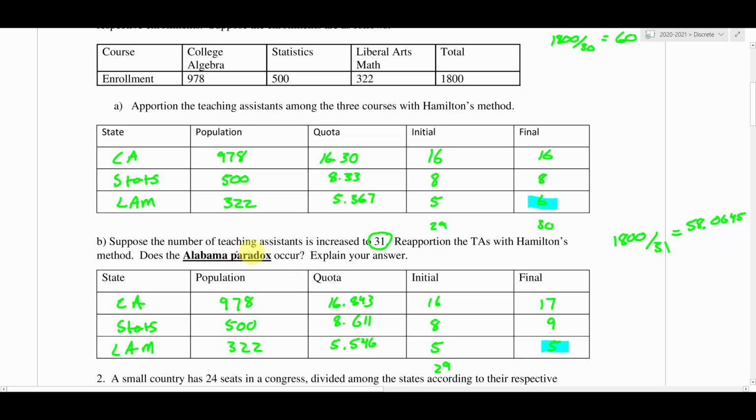All right, so the Alabama paradox occurs when you increase the number of things that you're apportioning, and somehow someone loses one of their representatives. Okay, that's the Alabama paradox.